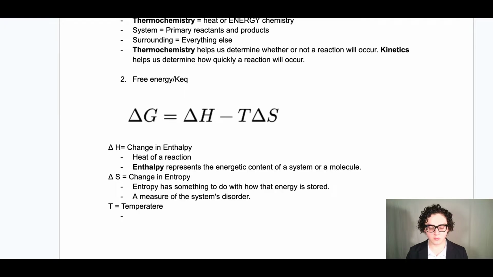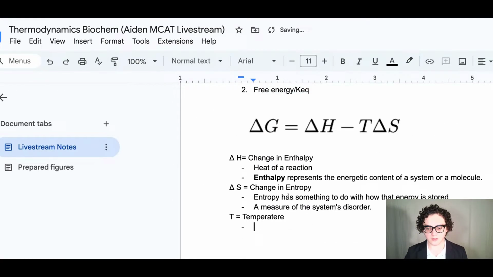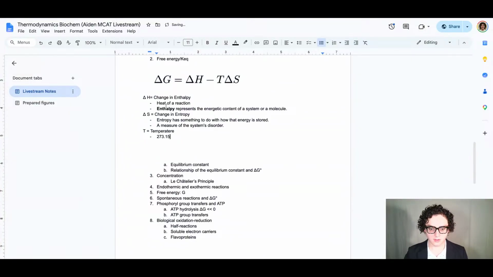Why don't we start with a familiar temperature measurement in order to understand what Kelvin is? So Kelvin equals degrees Celsius plus 273.15. For the purposes of the MCAT, let's call it 273. Kelvin is not explained as degrees Kelvin. Kelvin is just Kelvin.